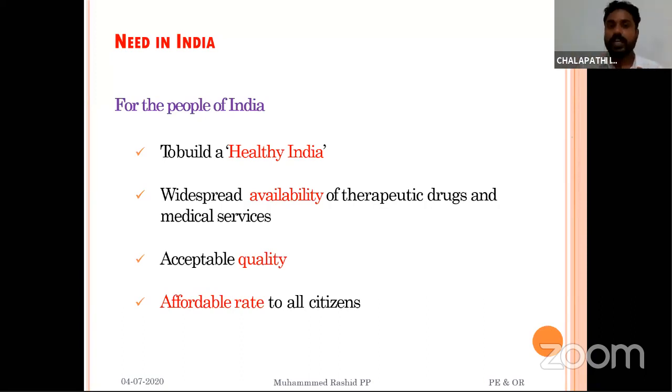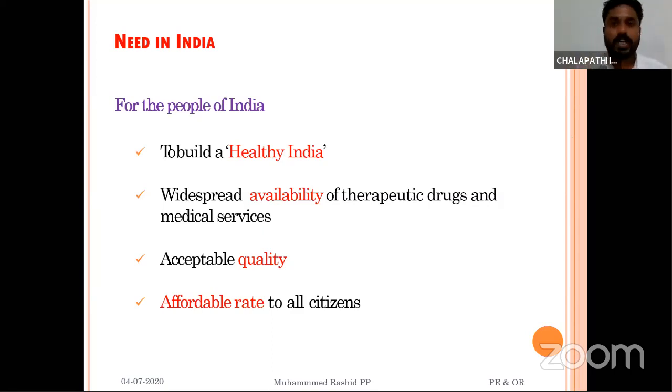You will utilize all their money to give the treatment, but at the end of the day, they don't have the money, they will die. So you should provide a cost-effective treatment, as well as widespread availability of therapeutic drugs and medical services. We have hundreds of drugs as well as therapeutic services in India. So to decide which one is best, you should have pharmacoeconomics.